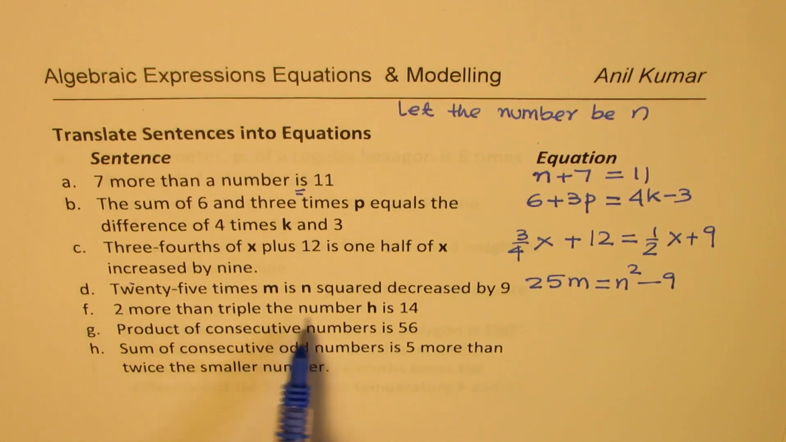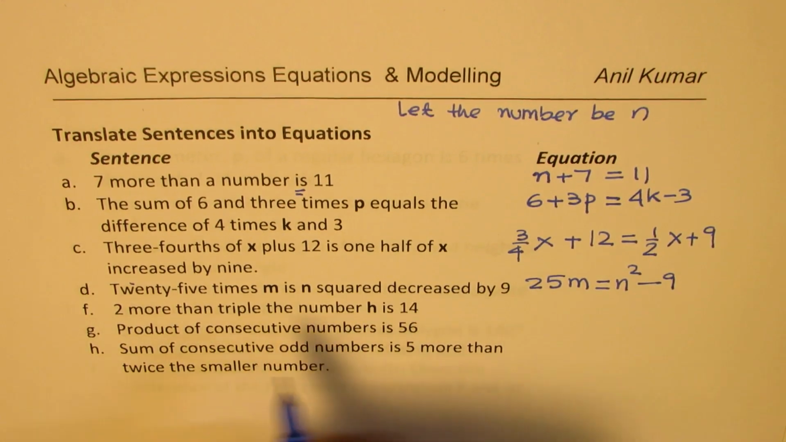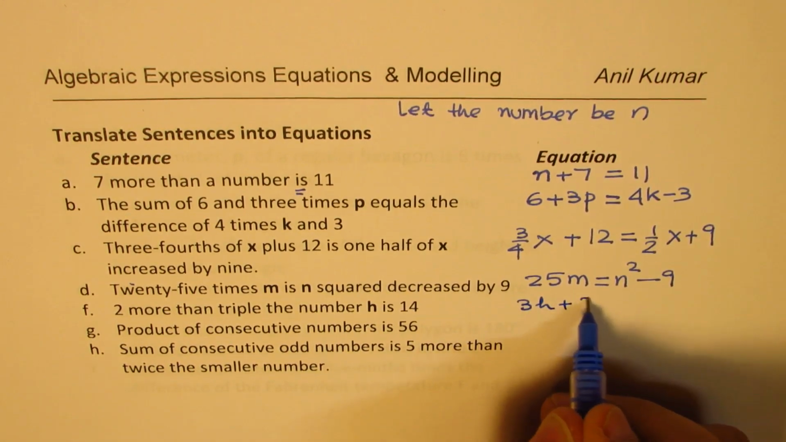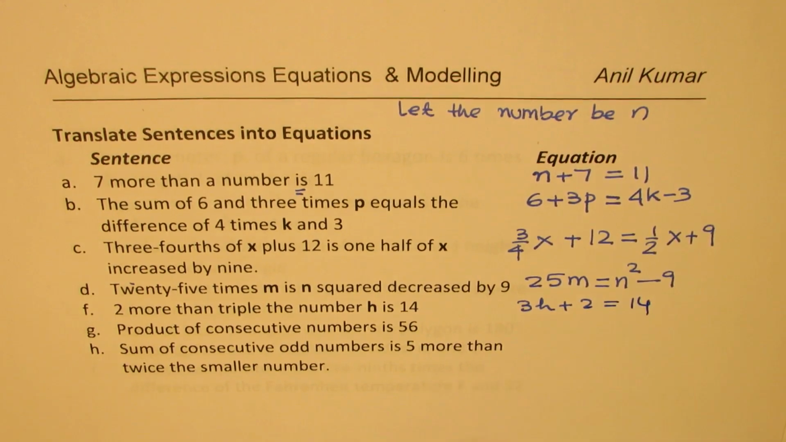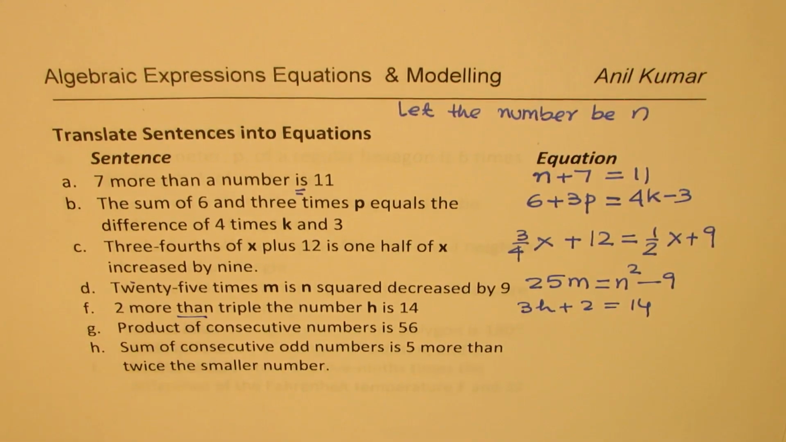2 more than triple the number h is 14. So 2 more than triple the number. So 3 times h plus 2 is 14. Do you see how I switched the position? 2 more than, because there was "than" in the sentence.